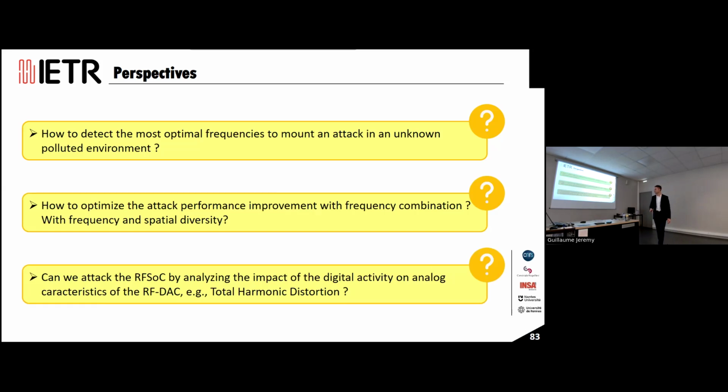And finally, on the RFSoC, we did not succeed to mount an attack by analyzing the amplitude of the leakage, but we could try to search for new leakage vectors. For example, we could look at analog characteristics like total harmonic distortion, and we can look at how these analog characteristics are impacted by the digital activity. And if they are impacted, then we could try to mount new attacks using these characteristics.